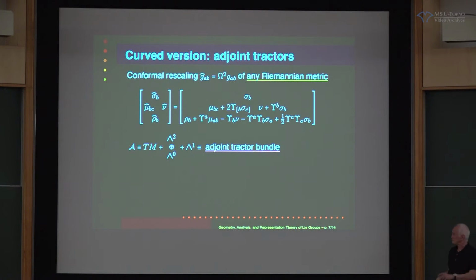Right, but even now, you can define a bundle on a general conformal manifold. It has a name, and it's called the adjoint tractor bundle. Okay, so here I've denoted it by script A. Okay, so tractor has something to do with vector, spinor, twistor, things like that.